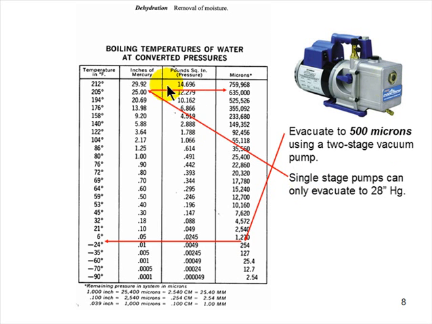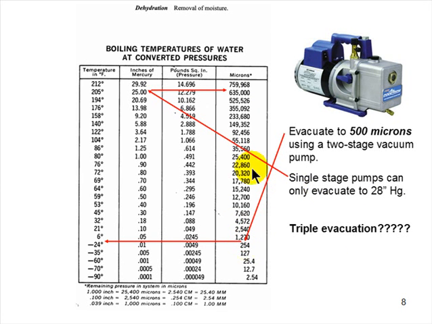A single-stage vacuum pump, and this isn't on a test, but just for your own information, the best single-stage vacuum pump money can buy, because it's single-stage, can only pull a vacuum of 28 inches of mercury, which is equal to what? Right across here, about 700,000 microns. We have to go to 500. You can't do it with a single-stage vacuum pump. It's impossible. I don't care if you triple evacuate, quadruple evacuate, whatever you do. If this pump can only go to this value, there's no way in the world you're going to get down here. You need a two-stage pump.